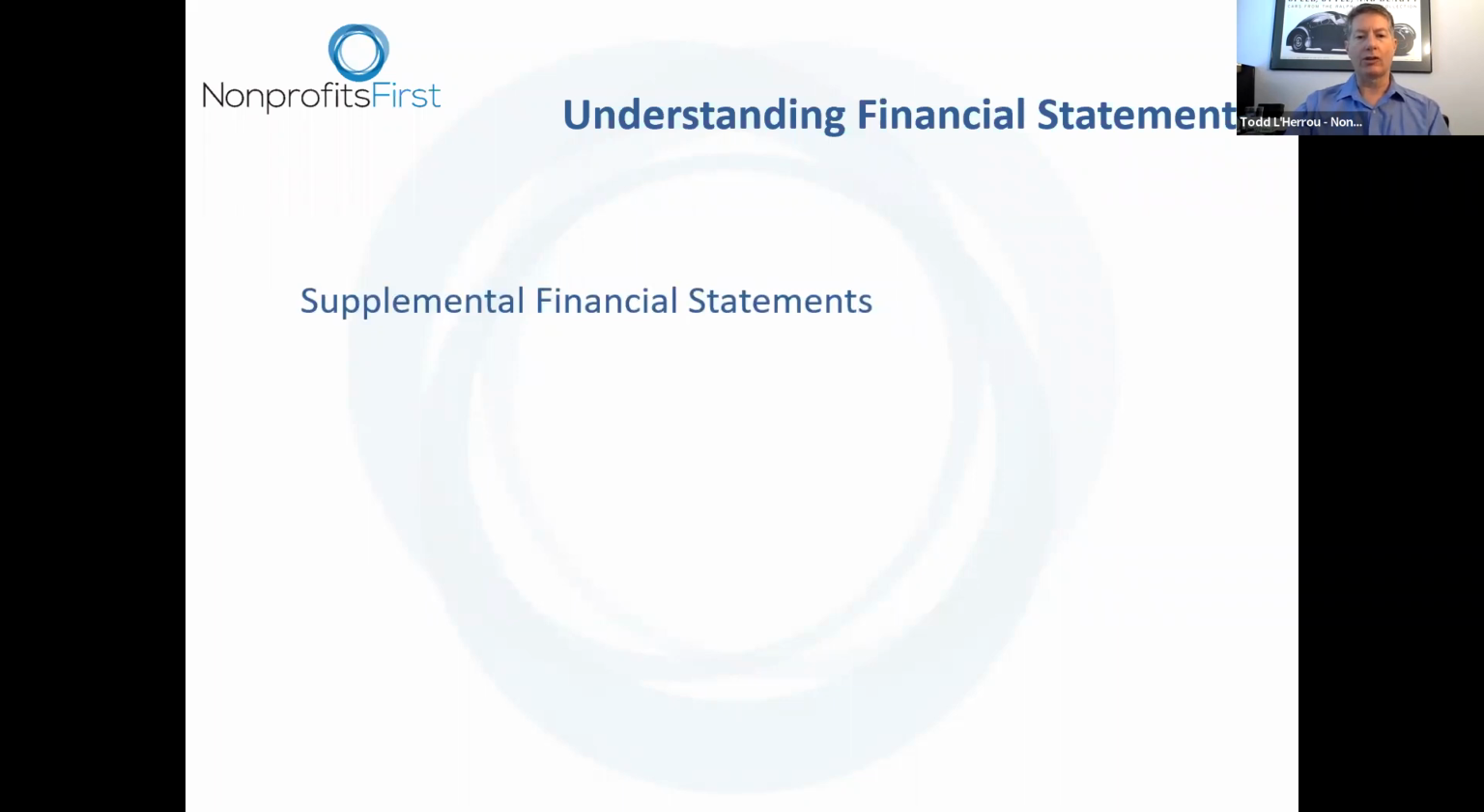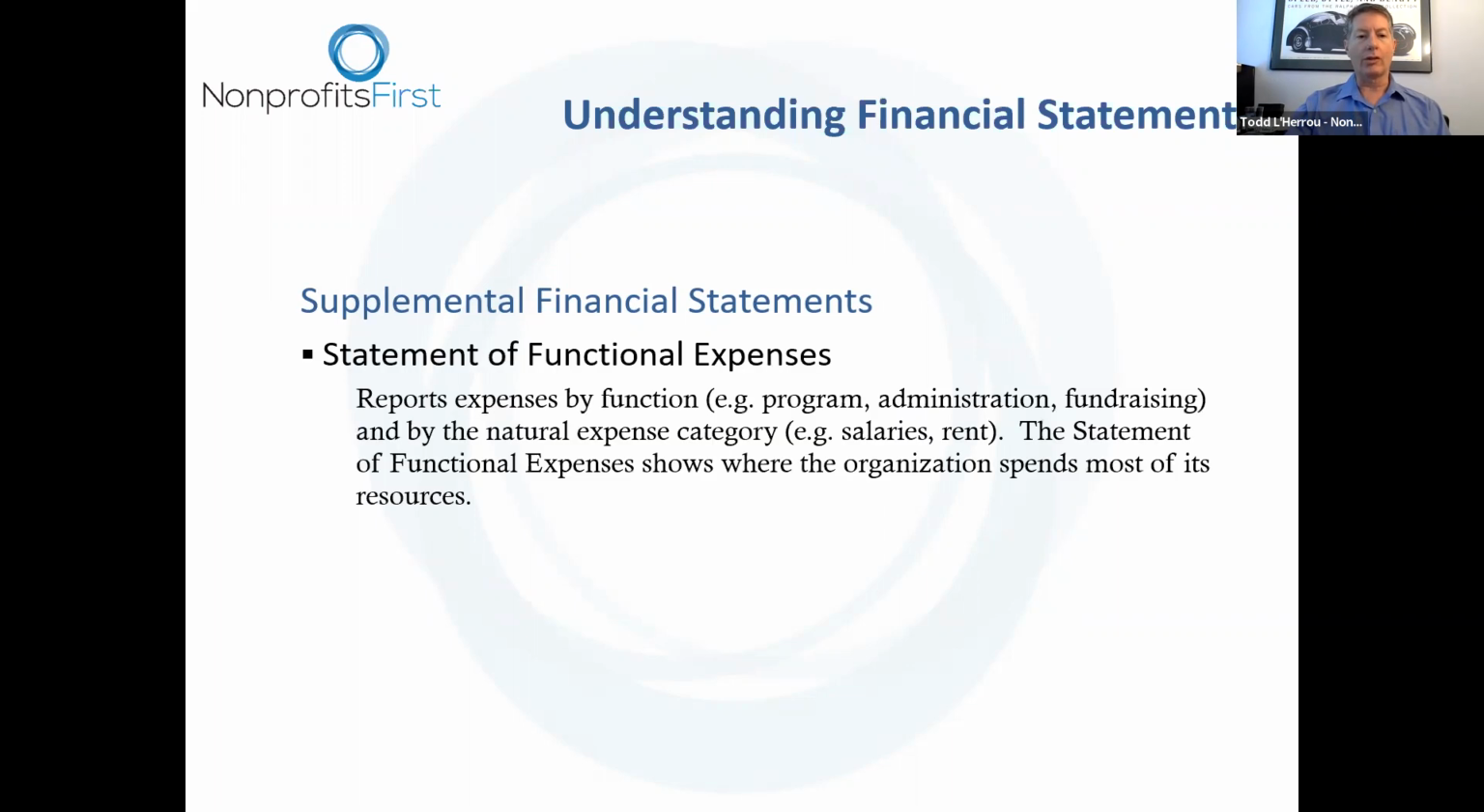There are some other financial statements that you may also see from time to time. One of those is the statement of functional expenses. You'll typically see it in an audited financial statement. Some organizations also produce this internally as well, but that reports by function.